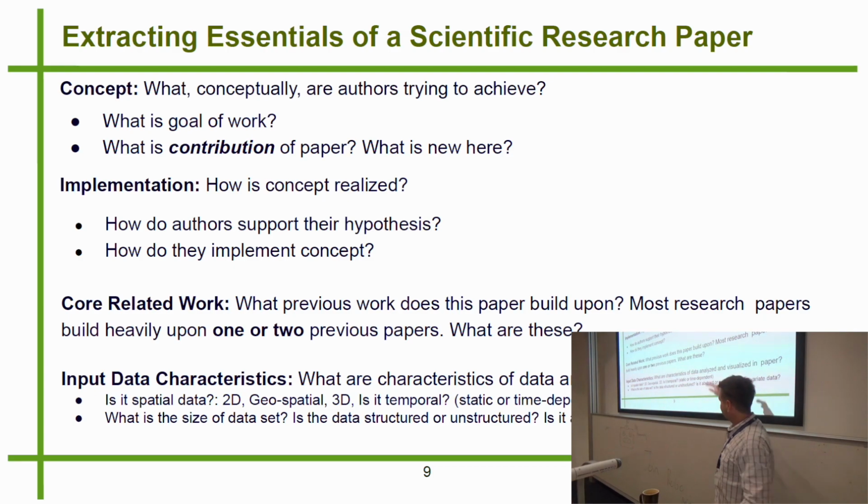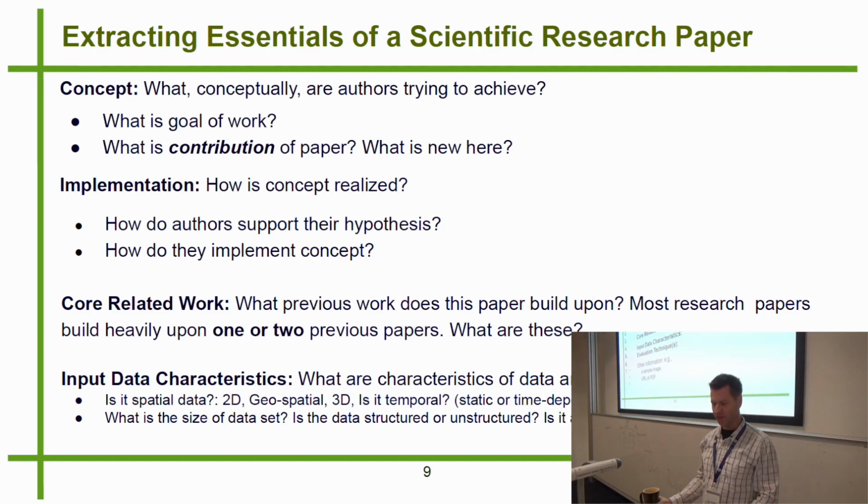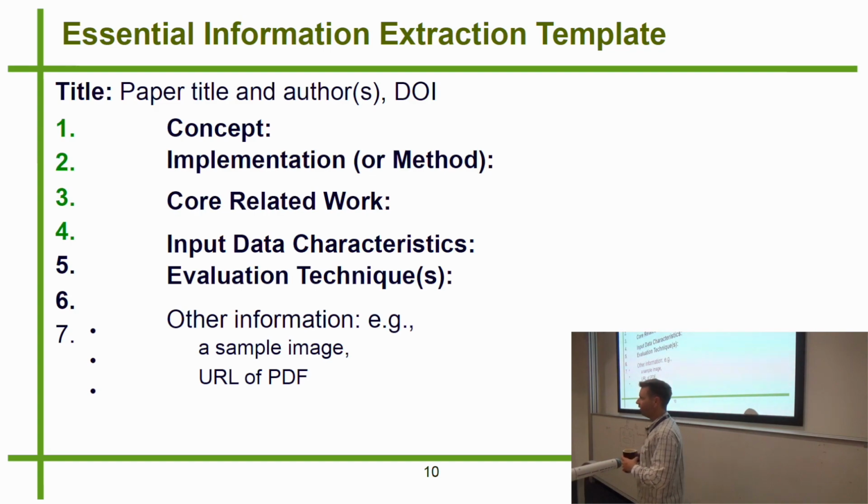So coursework 1 is about developing this slide 9. Like, can you get this skill? Can you develop this skill? And that's what a template looks like. This is the template we're going to use when we do coursework 1 and when we extract the essentials of a research paper. We want a 1 or 2 sentence summary of the concept. We want a 1 or 2 sentence summary of the implementation. We want maybe 1 or 2 sentences of correlated work. We want a list of input data characteristics.